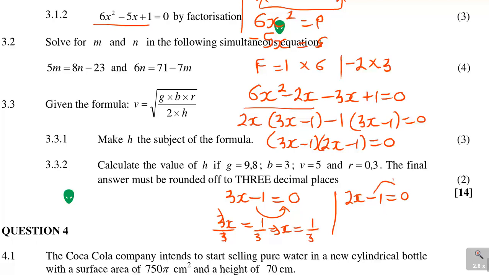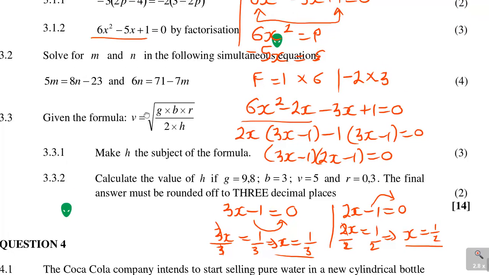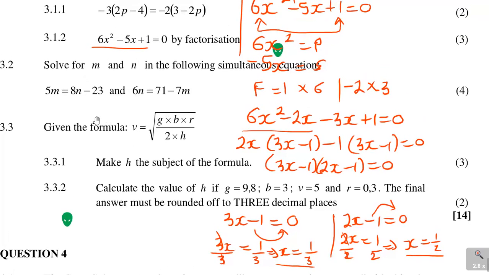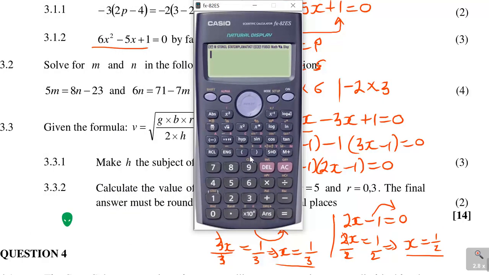You do the same thing on the other side. So 2x is equal to 1. Divide by 2. And therefore, it gives us x is equal to 1 over 2. So the values of x here is either x is 1 over 3 or x is 1 over 2. Again, you cannot move on without testing your answer. You must test both 1 over 3 and 1 over 2.